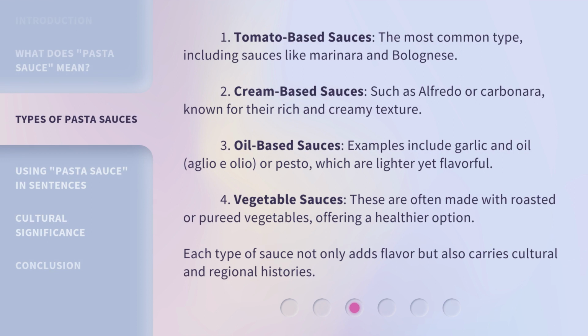1. Tomato-based sauces. The most common type, including sauces like marinara and bolognese. 2. Cream-based sauces, such as Alfredo or carbonara, known for their rich and creamy texture. 3. Oil-based sauces. Examples include garlic and oil, aglio e olio, or pesto, which are lighter yet flavorful. 4. Vegetable sauces. These are often made with roasted or pureed vegetables, offering a healthier option. Each type of sauce not only adds flavor but also carries cultural and regional histories.